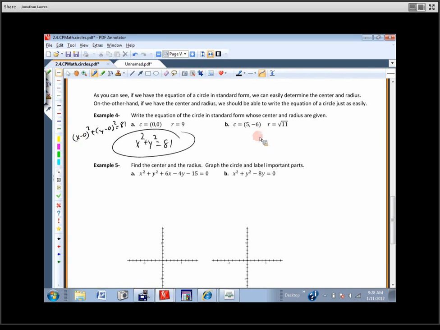Okay, is this one harder or easier? In some ways harder. This looks really awful, doesn't it? But it's not. So we're going to write x minus 5 quantity squared, y minus 6, so that's just going to be a plus 6. Why bother writing that other? And then this is going to be r squared. Well, what happens if you square the square root of 11? You get 11. So that's actually pretty easy in that case. Any questions?